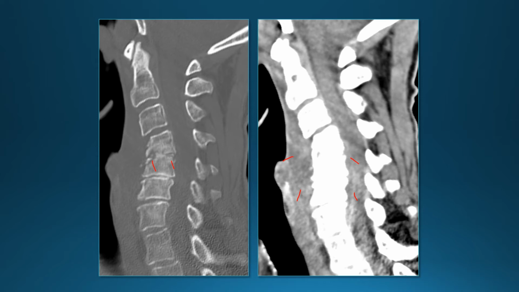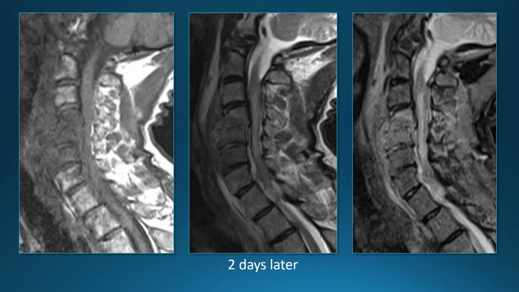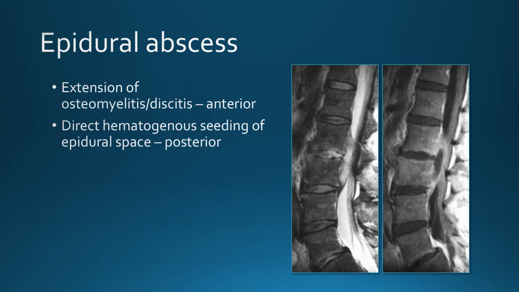A couple of days later, he came back and had this MRI. And now we see extensive discitis osteomyelitis in the cervical spine, a lot of prevertebral soft tissue swelling, this epidural abscess here, epidural fluid collection with compression of the cord and edema within the spinal cord, and ultimately developed quadriplegia. So we'll talk now about epidural abscess.